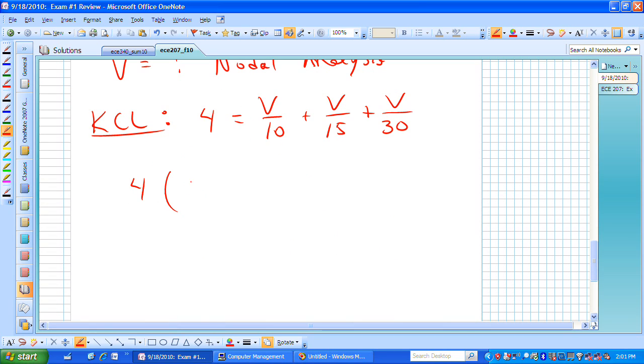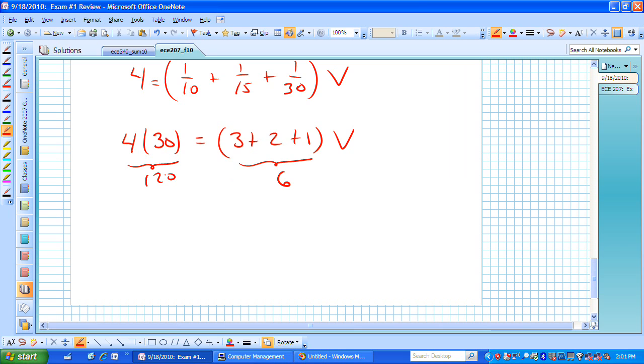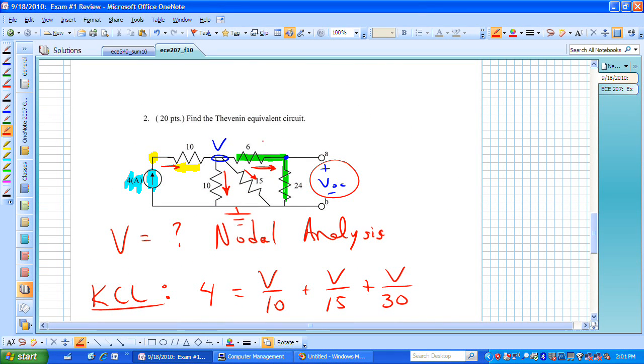Let me rewrite that. I have 1/10 plus 1 over 15 plus 1 over 30 times V. If I now multiply everything by 30, which looks like a nice multiple, I now have 4 times 30 equal to 3 plus 2 plus 1 times V. And now I have 6 there, and I have 120 there, so V becomes 120 over 6, or 20 volts. If V is now 20 volts, that's dropped across these two resistors, 6 and 24.